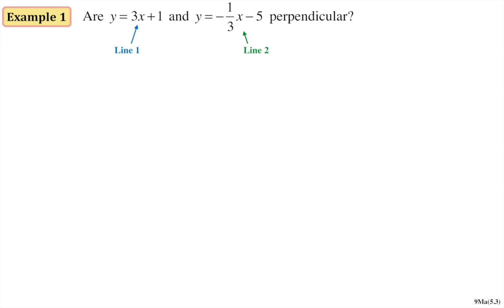Let's call y equals 3x plus 1 our first line, line 1, and we'll call this one line 2. Well, focusing on line 1, because it's in the form y equals, we know the number in front of x is 3, so the gradient or the slope is 3. Notice I put a little 1 under the m to say this is the gradient of the first line. It's 3. The gradient of line 2, it's in the form y equals, so the number in front of x is the gradient, so the gradient is -1/3. Notice I put a little 2 under the m, saying the gradient or the slope of line 2 is -1/3.